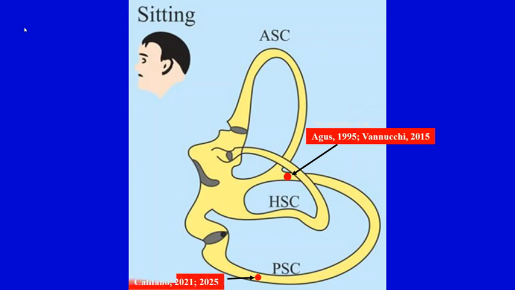In 2021 and 2025, Luigi Califano from Italy proposed that an apogeotropic form of posterior semicircular canal BPPV could also result from a periampullary variant, may not be exactly periampullary, some distance away from the ampulla of posterior semicircular canal, which causes the downbeat nystagmus and which can be easily converted into the typical variant by repeated hyperextension and flexion of the cervical spine.